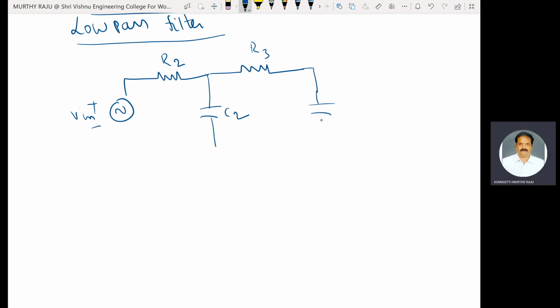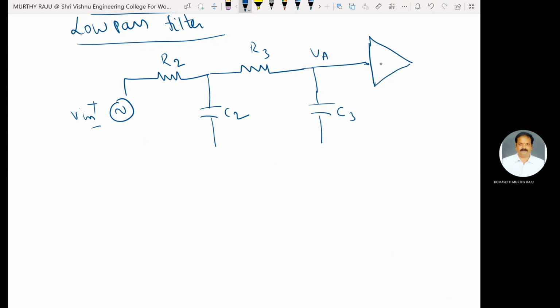Another capacitor here is C3. Here the voltage is VA. This one is connected to the inverting terminal of that half amp. Here C2's other end is connected to V0. Here V in, here ground, here ground, like that. At this point, a node is created whose node voltage is V1.